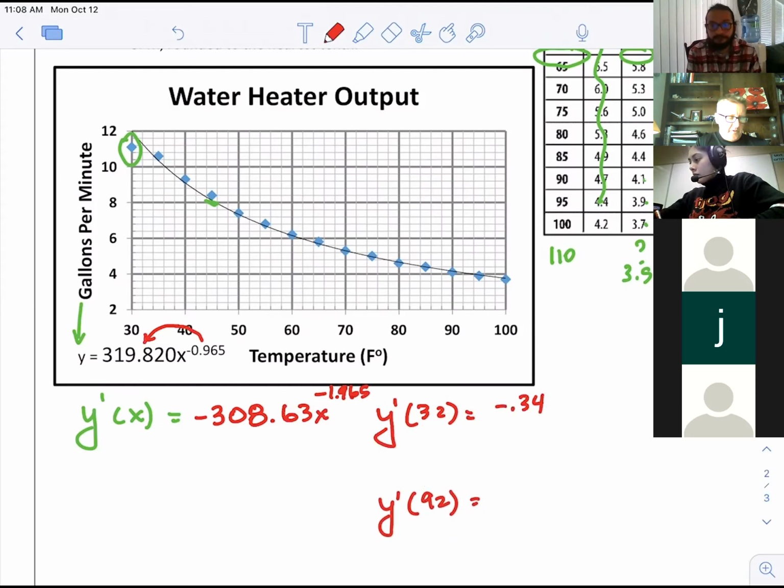The slope depends on your location. The second one, I only got negative 0.04. Way different, like 8 times smaller. Notice this slope came out negative. Of course it did. Look at the graph. Of course it came out negative. Duh, I knew that.